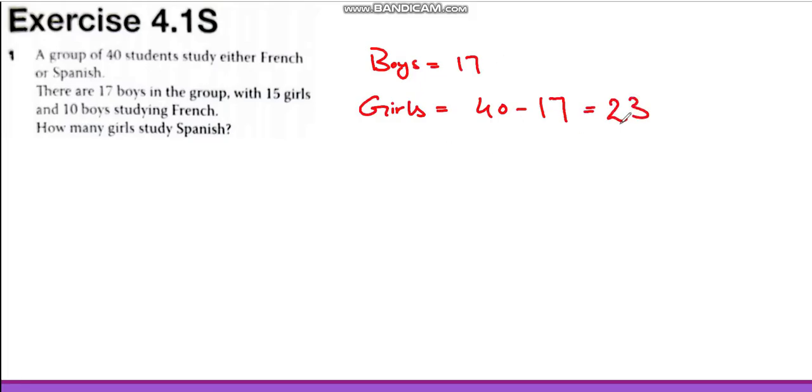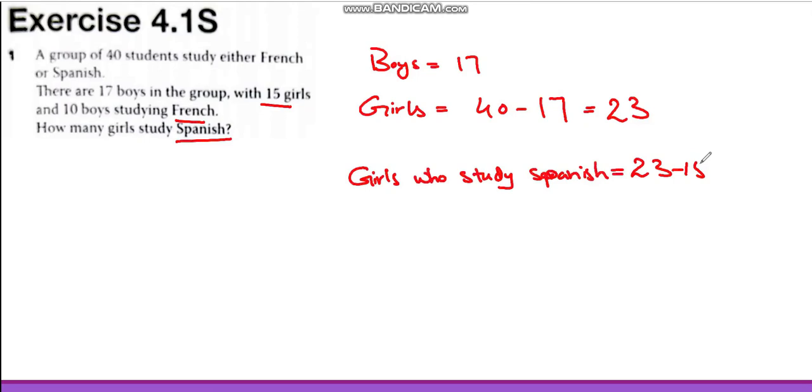So out of 23 girls, there are 15 girls who study French. So we need to subtract 15 to get the number of girls who study Spanish. So the girls who study Spanish is equal to 23 minus 15, and that will be 8. So there are 8 girls who study Spanish. Let's proceed to the next question.